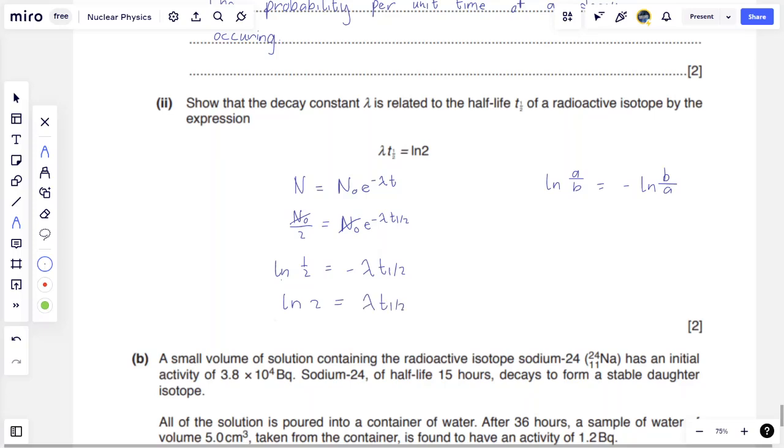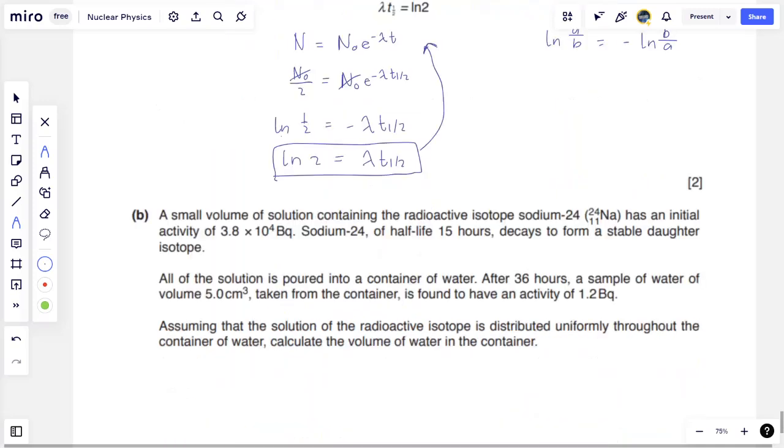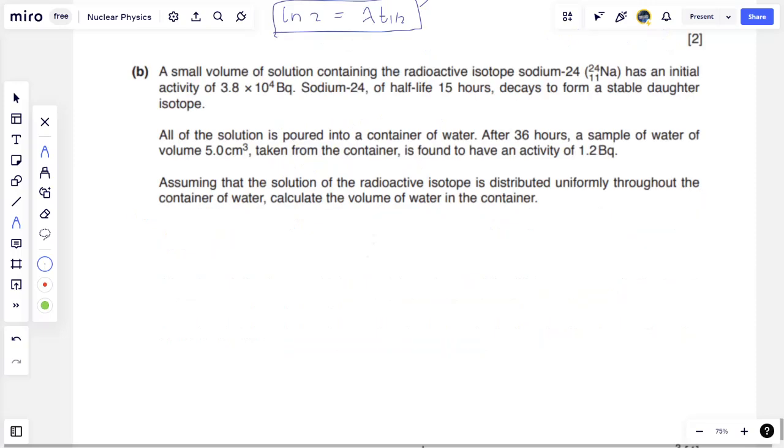Hey, but guess what? That's exactly what I wanted in the first place. Lambda T half equal to the log of 2. So I've proven what I've been asked for. Lambda T half is log 2. It's nice, I can explain the half-life simply by knowing the decay constant lambda. That was a 2-mark question.